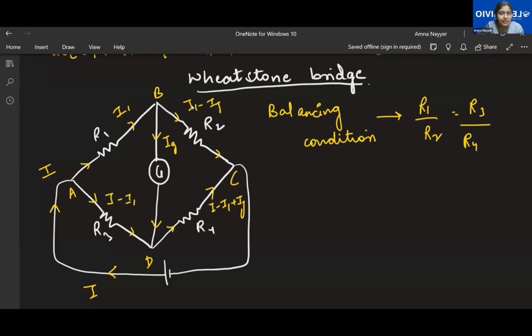Look here, class. I1 minus Ig is here and I minus I1 plus Ig. They'll get cancelled. We'll be only left with current I. So it means distribution is correct. KCL has been applied. Do you all agree till here? Is this fine?